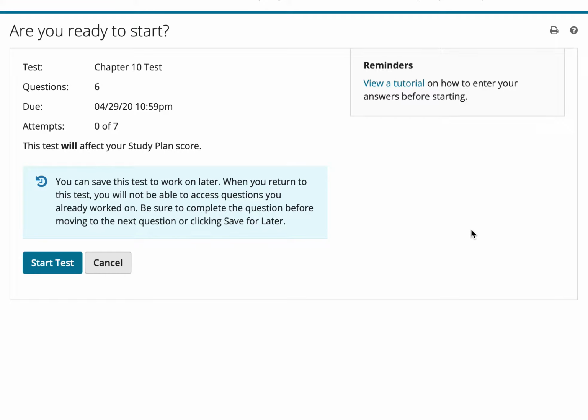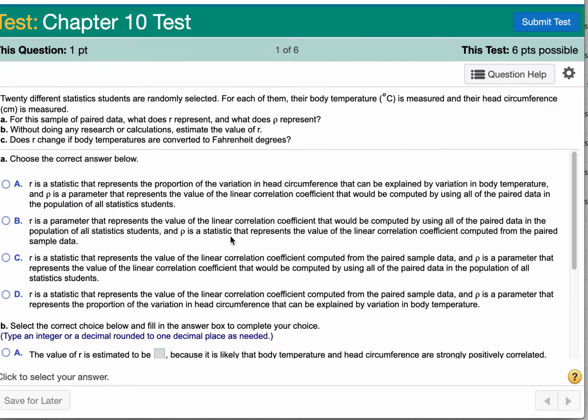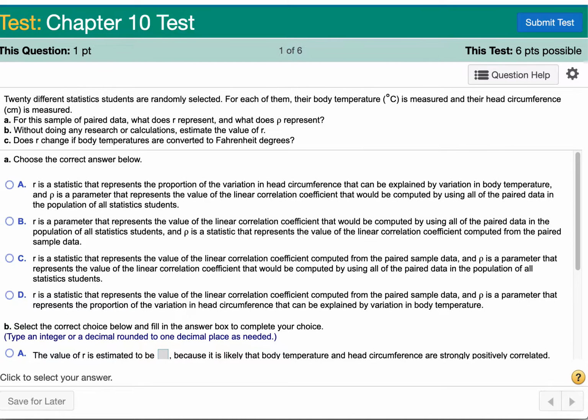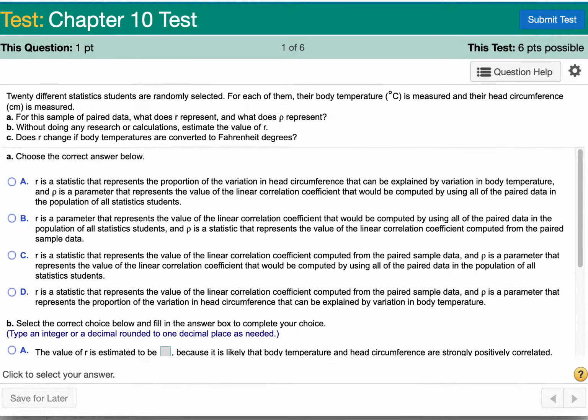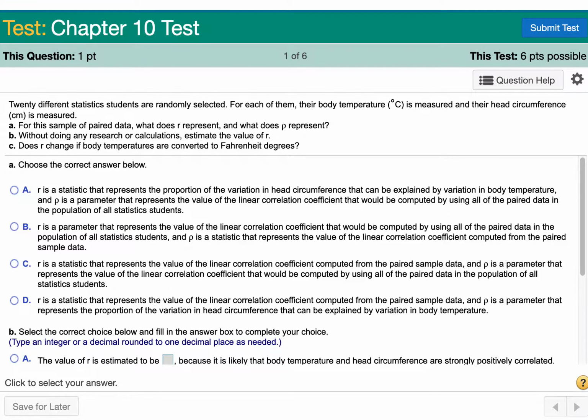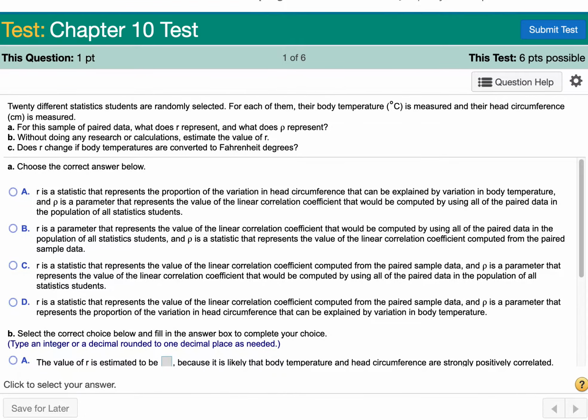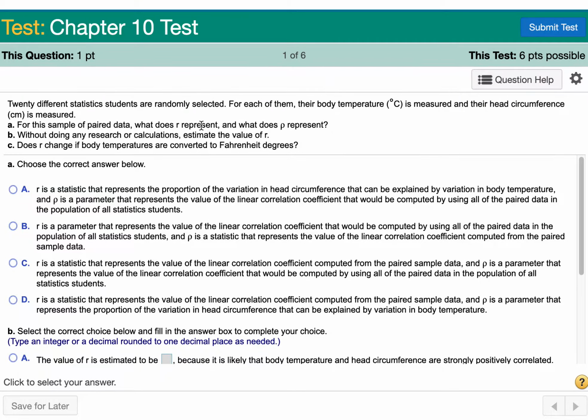So this is a video to help you study for your Chapter 10 test in statistics about regression. And the first problem says 20 different statistics students are selected randomly. Their body temperature is measured and their head circumference.